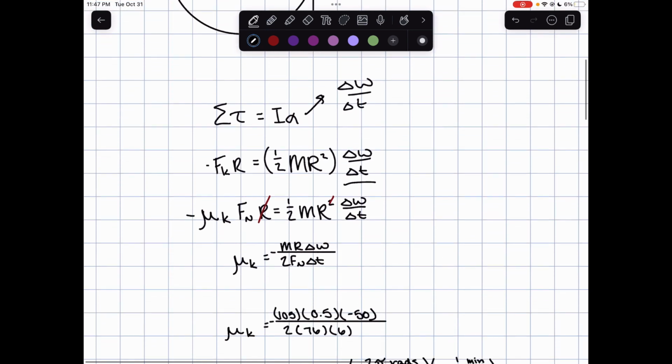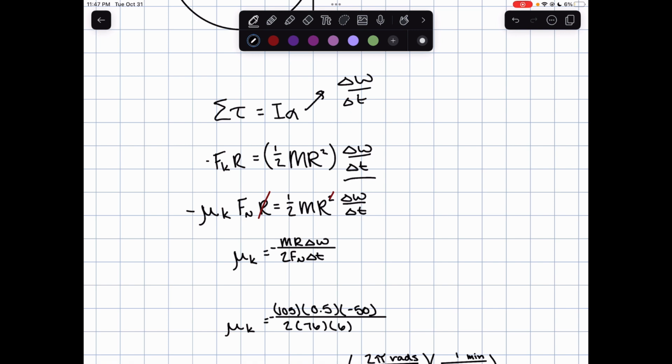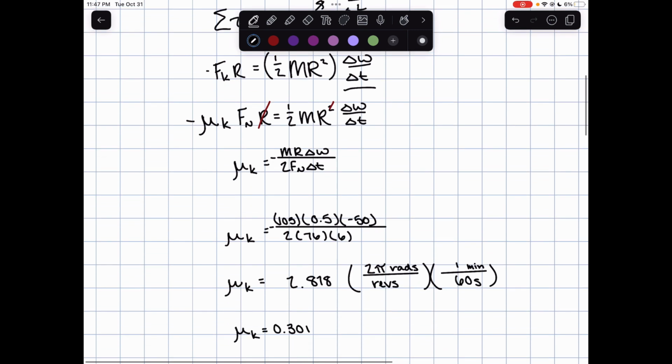From there, we can plug in our numbers. Once you plug it all into your calculator, we get mu k equals 2.878. But we are not done there. First, we have to convert into radians instead of revolutions. To do this, we multiply by 2 pi. Next, we have to convert from minutes to seconds, so we divide by 60.